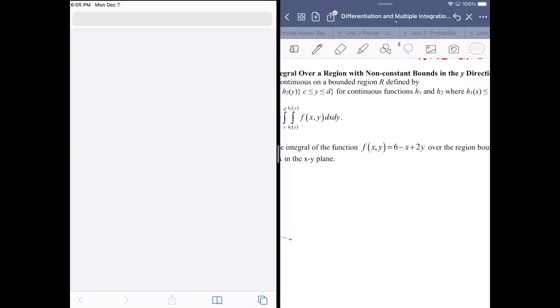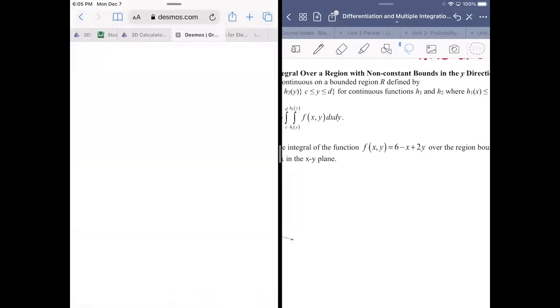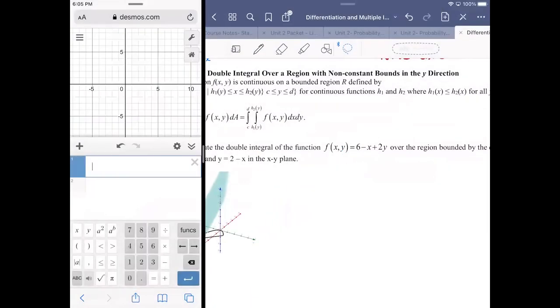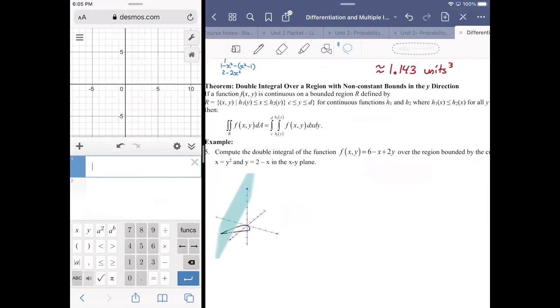We're looking at something that's not rectangular in terms of the base region. What I would do is get a look at it. You can visualize what x equals y squared and y equals 2 minus x would be like, but I want something manipulatable that I can rotate as needed. So I'm going to type in x equals y squared, and y equals 2 minus x.